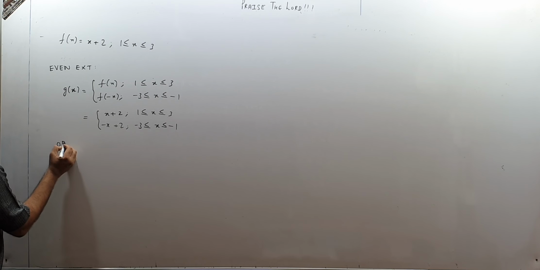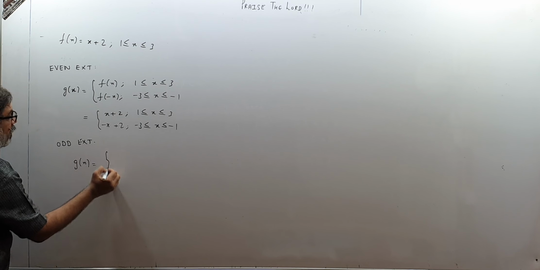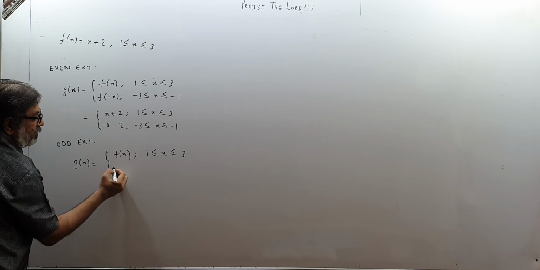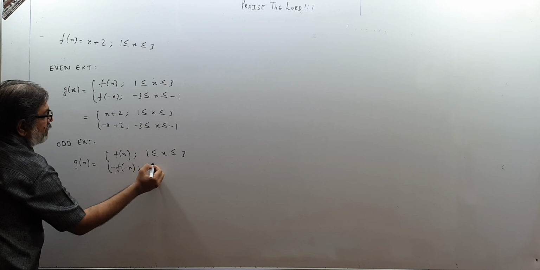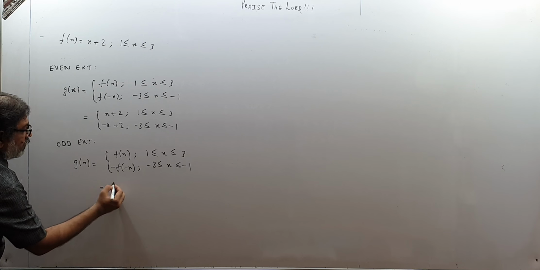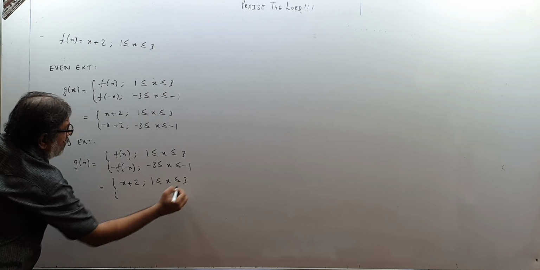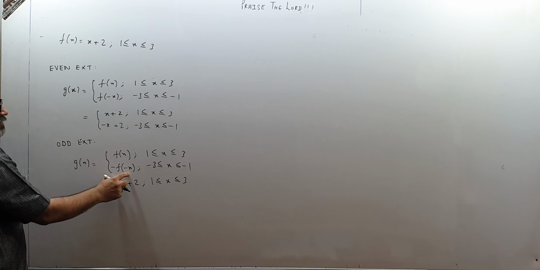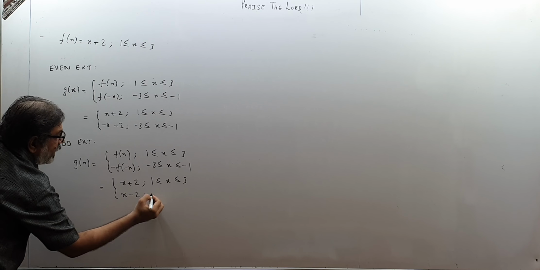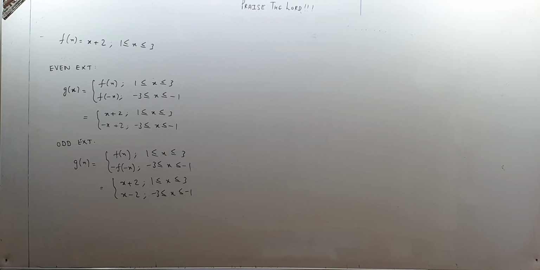If I want odd extension, so g(x) will be f(x) for 1 less than or equal to x less than or equal to 3, and minus of f of minus x, like this we think. So what is the formula for f(x)? x plus 2. What is minus f of minus x? See, this is f of minus x, and then with the minus, it becomes x minus 2. This is the formula for odd extension.